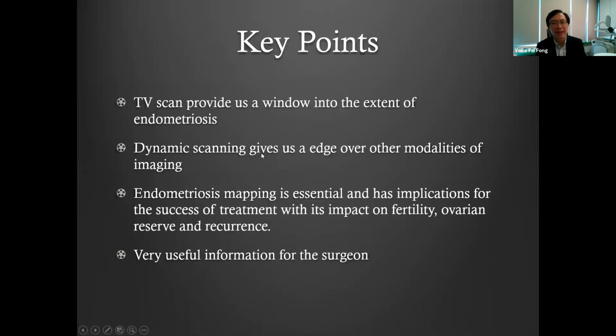Okay, so the key point I want to emphasize today is that the transvaginal scan actually provides us a window into the extent of the endometriosis. It's like staging the endometriosis before we even go in for the surgery. And the fact that we can do dynamic scanning gives us an edge over other modalities, even MRI, because you can actually explore the relationship between the organs. And I would say that mapping for endometriosis is essential, and it has implications for the success of treatment, whether medical or surgical, and it has an impact on the patient's fertility, ovarian reserve, and recurrence, right? And this is actually very useful information for the surgeon before going in.